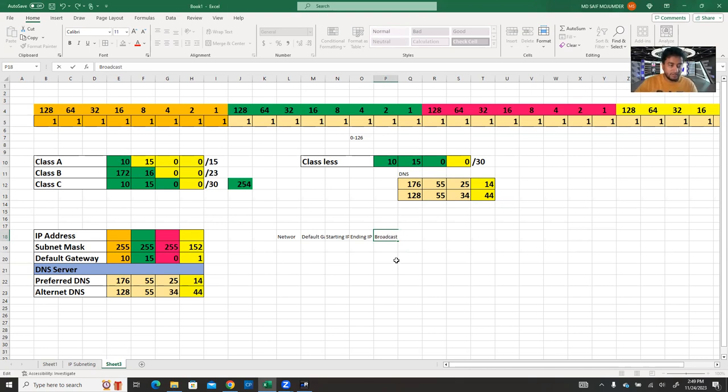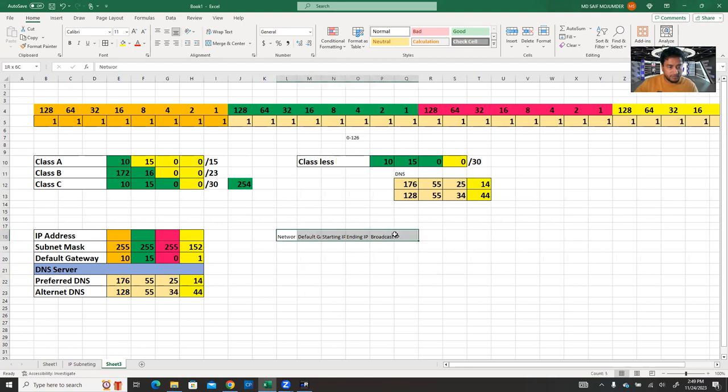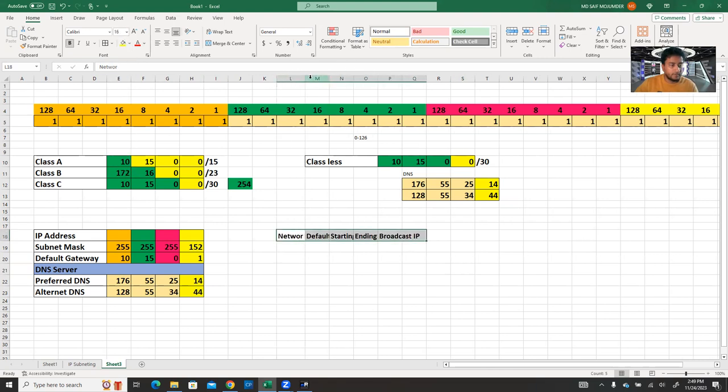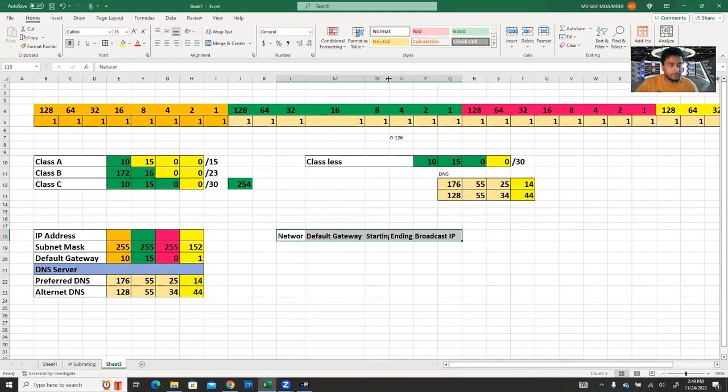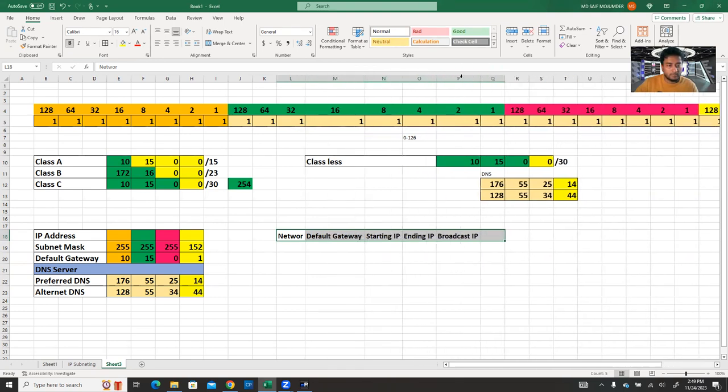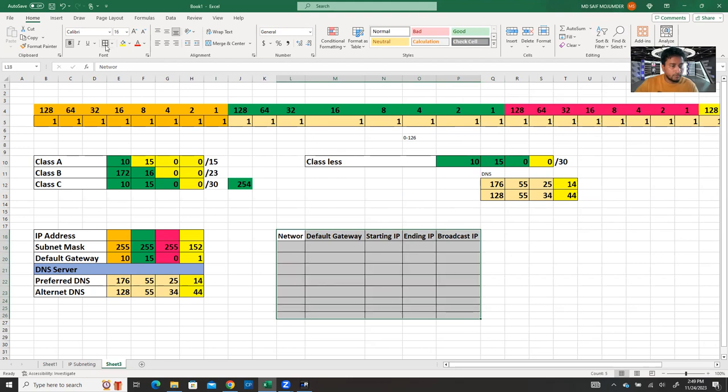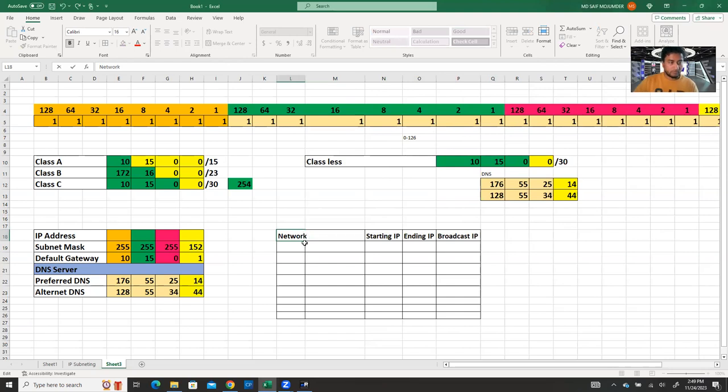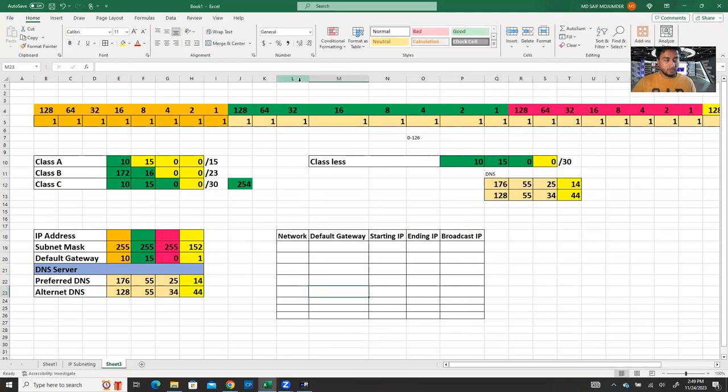Broadcast IP, right? Broadcast IP. Okay, so now I'm going to make it a little bit bigger for your understanding: network and B16. So to figure out, this is the subnet we get from our network team.